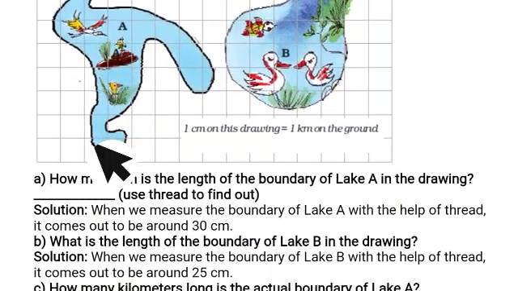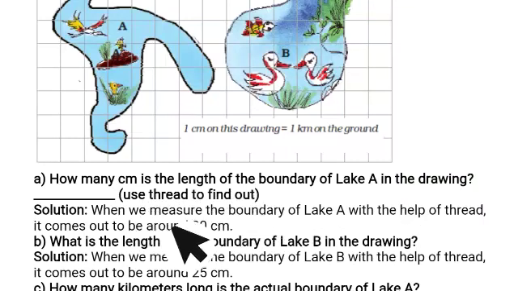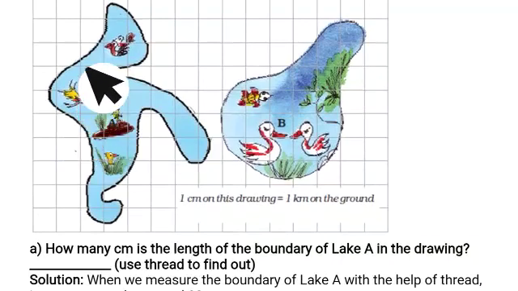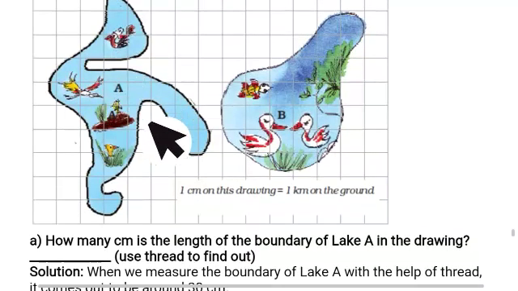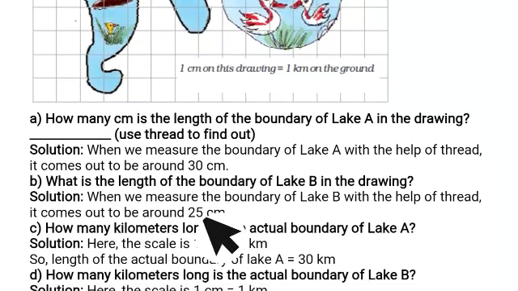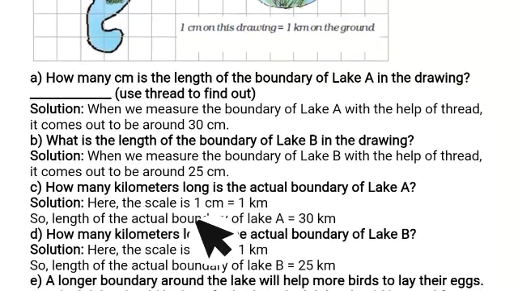Okay, how many centimeter is the length of the boundary of lake A in the drawing? Use thread to find out. Using the thread they can find out the boundary will be 30 centimeter. You can try it by yourself also. What is the length of the boundary of lake B in the drawing? When we measure the boundary of lake B with the help of thread, it comes out to be 25 centimeter.